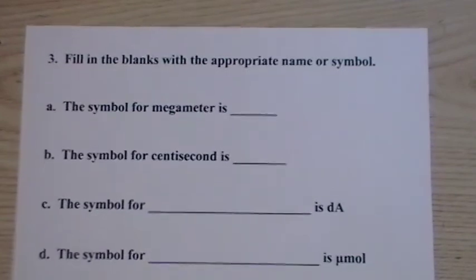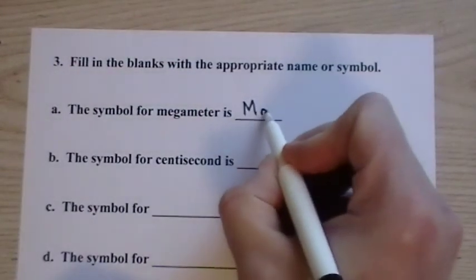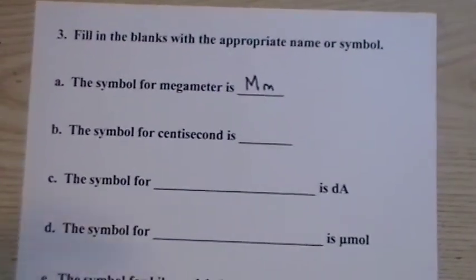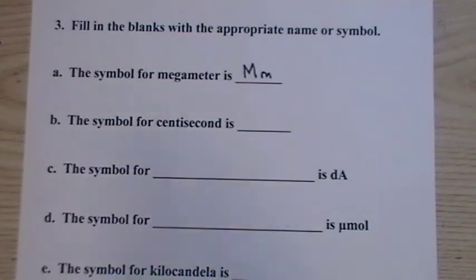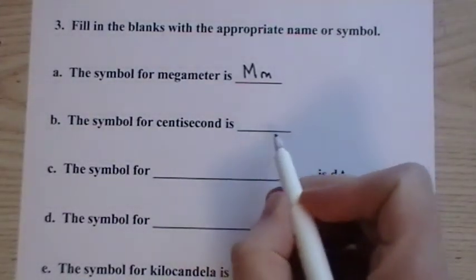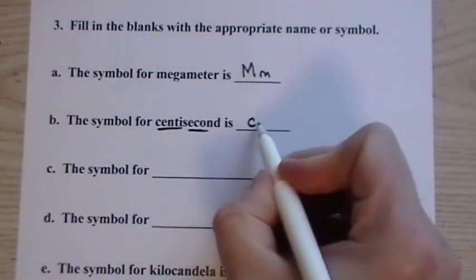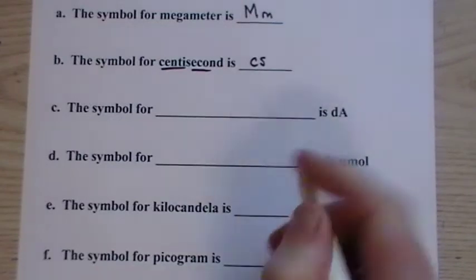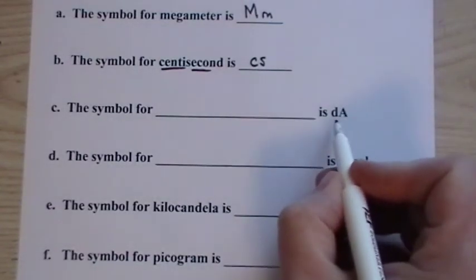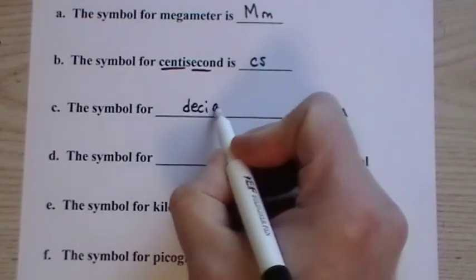And then lastly, fill in the blanks with the appropriate name or symbol. So the symbol for megameter is capital M, lowercase m. And as I said, I'm moving fast because there's not too much to say here. Pause if you need to try to guess, get the answer before I do. The symbol for centisecond is lowercase cs. The symbol for blank is dA. So d is deci and A is ampere, so it's deciampere.